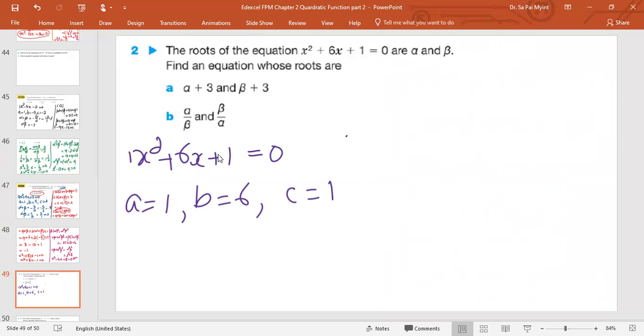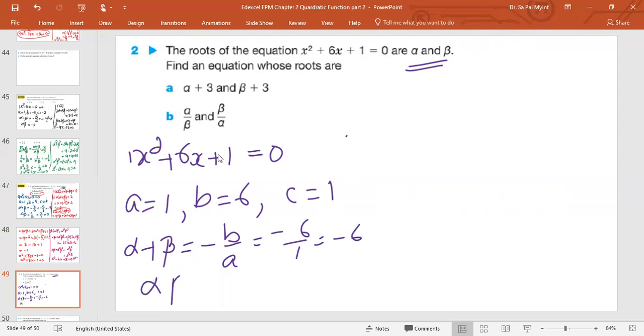Okay. First, we need to write alpha beta first. So alpha plus beta equal to negative B over A. Negative B is 6, A is 1. What do you get? Negative 6. And then alpha beta, what do you get? C by A. C by A equal to, what is C? C is 1, A is 1, alpha beta is 1. Okay, basics for alpha beta are done now.